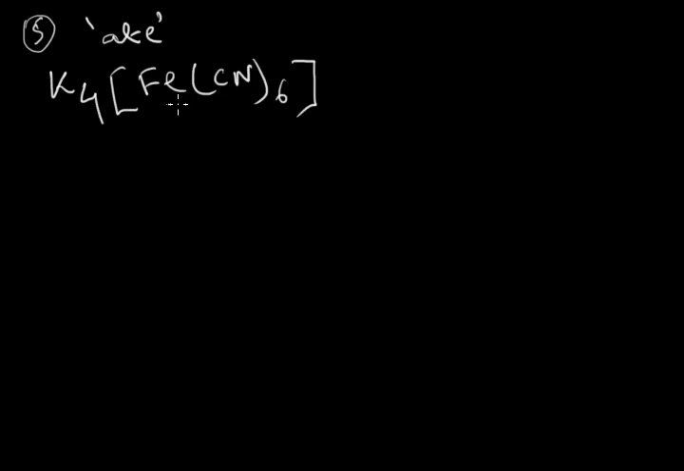Here the complex part contains 4 minus charge. So during naming this compound we write potassium first, the positive ion. Then the negative part, and in the negative part both metal and ligands are present, and we name first the ligand then the metal, so the name is potassium hexacyanidoferrate.